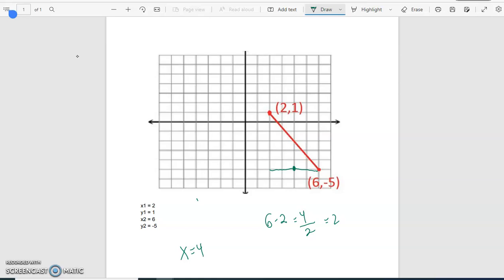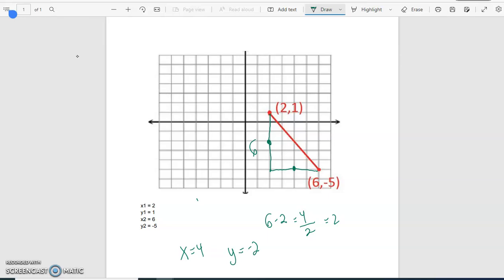And then basically do the same thing for the y. When you subtract 1 minus -5, you would get 6. Okay, and then half of that would be 3, and then either subtract 1 minus 3, or you could go -5 plus 3 and get that y is -2. Okay.